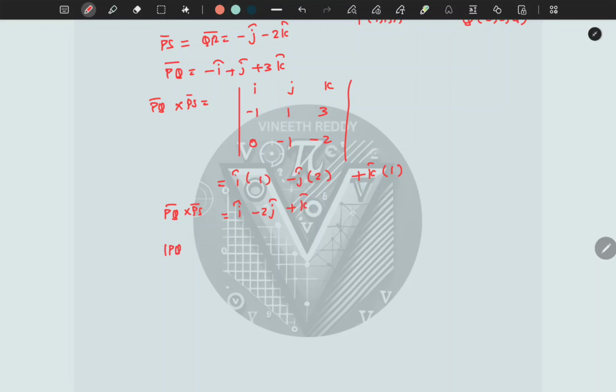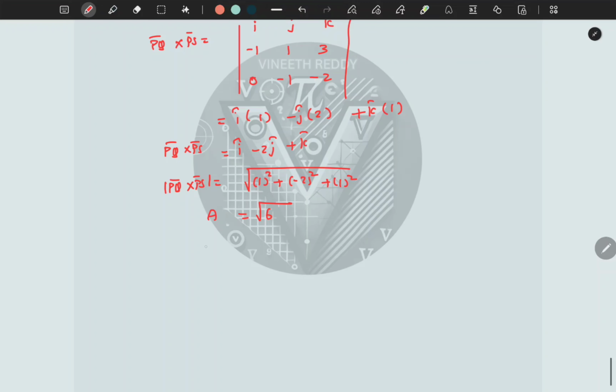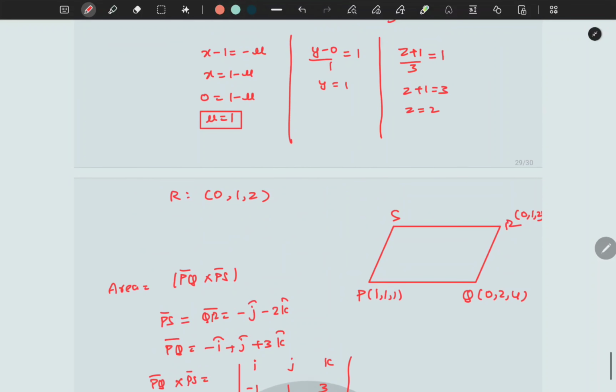The magnitude of PQ cross PS should be the square root of 1 squared plus minus 2 whole squared plus 1 squared. So ultimately we get 1 plus 4 is 5, 5 plus 1 is 6. So the area is root 6. We want the square, that should be 6. So 6 should be the answer, right?